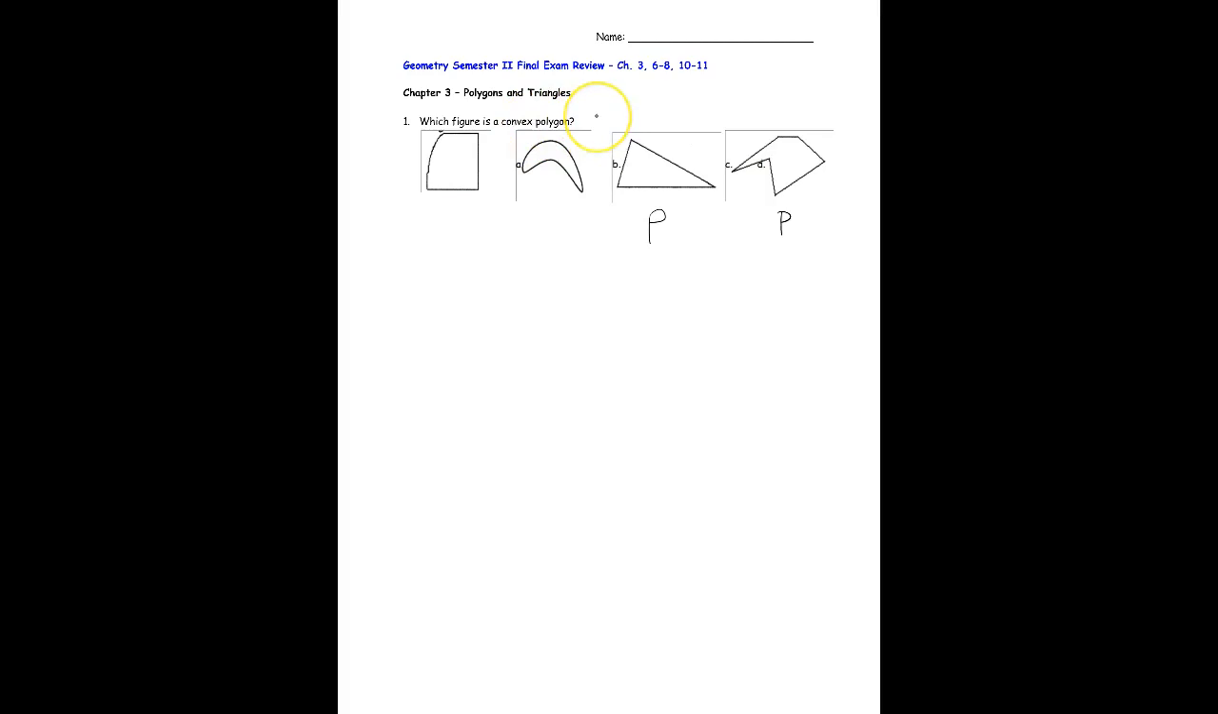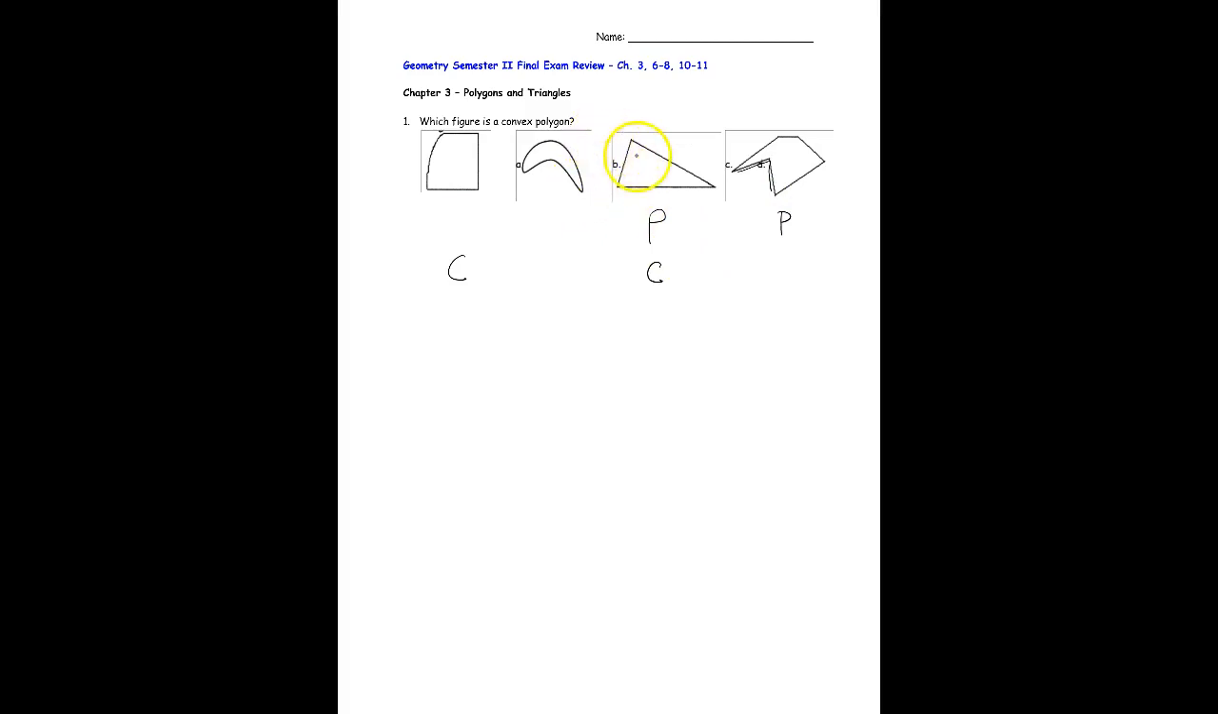And then convex means that it's not caved in at all. And you can see, well, this one would be convex. B would not be convex. The triangle here is convex. And this other last one is not convex because it buckles in right there.